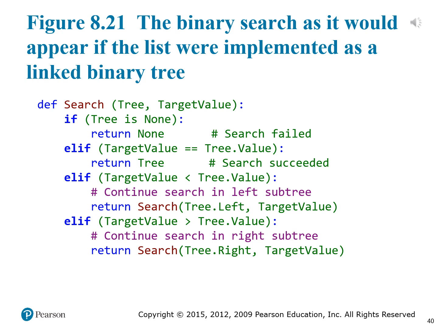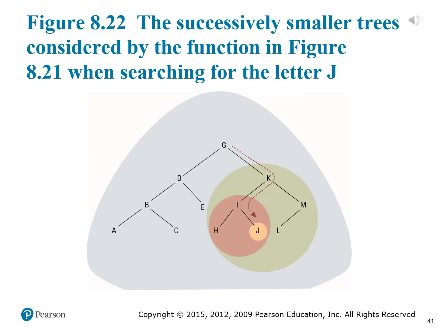This process, comparing and moving to a child, continues until we find the target value, meaning that our search was successful, or we reach a null pointer, which is None, without finding the target value, meaning that our search was a failure. Thus, instead of stating the algorithm in terms of searching successively smaller segments of the list, we now state the algorithm in terms of searching successively smaller subtrees, as shown in figure 8.22.